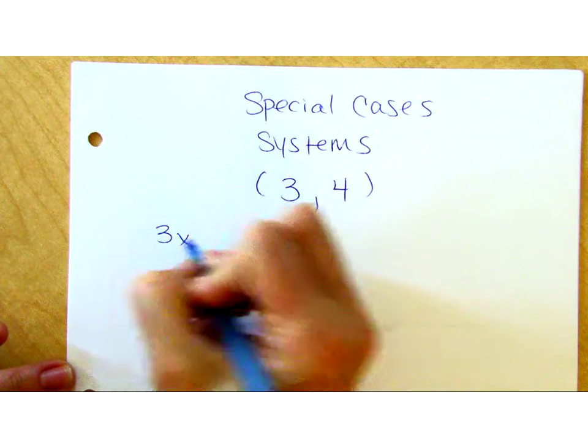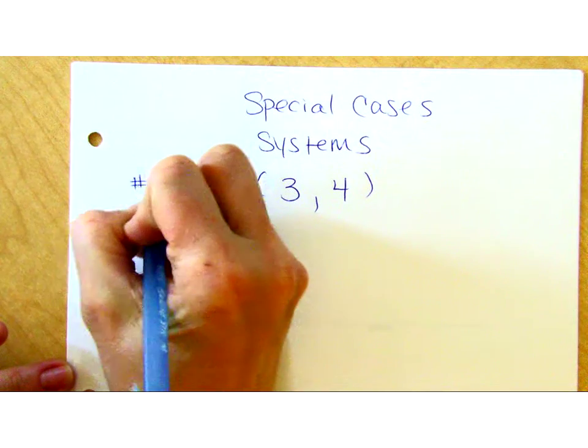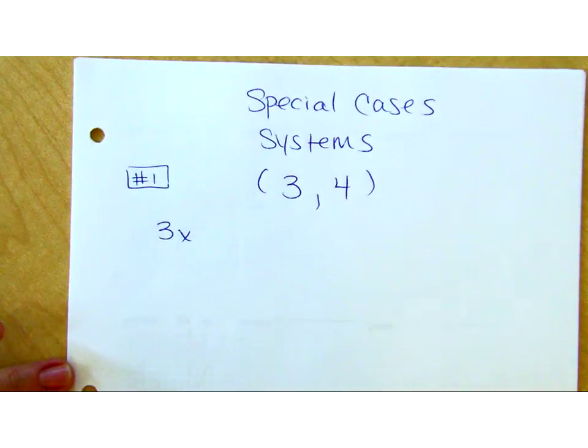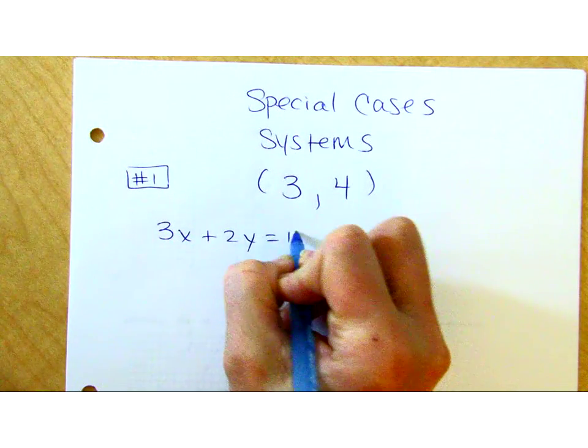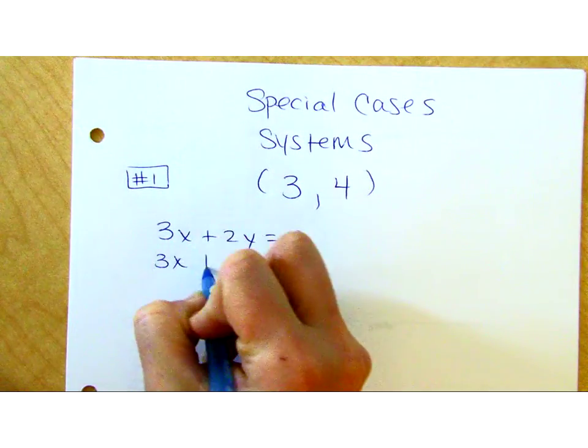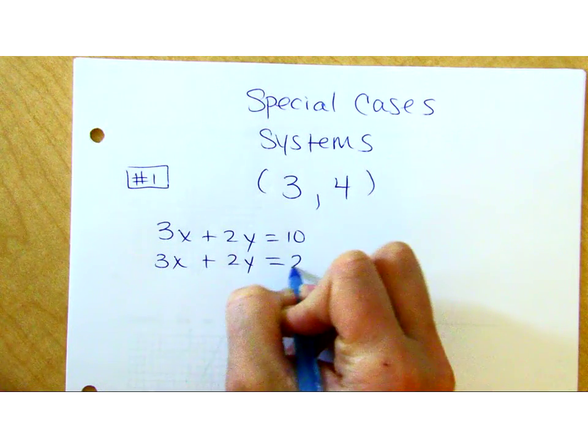So let's talk about special case number 1. Special case number 1 gives you an equation like this. 3x plus 2y equals 10. And then 3x plus 2y equals 2.